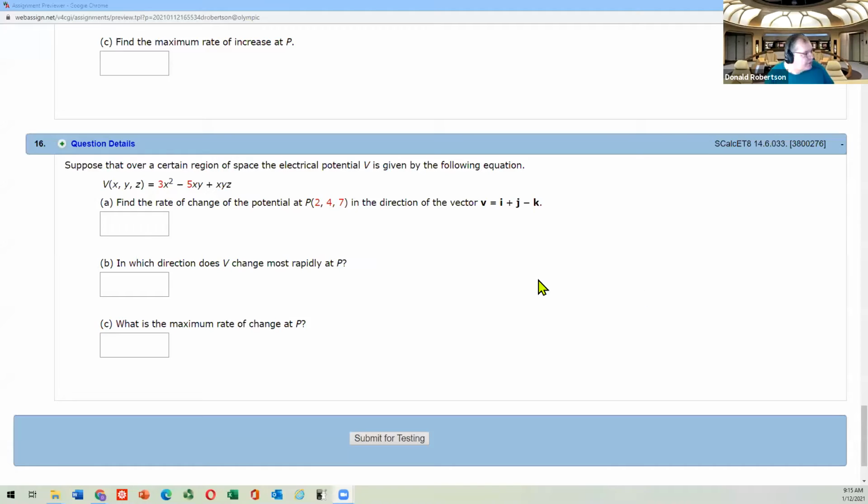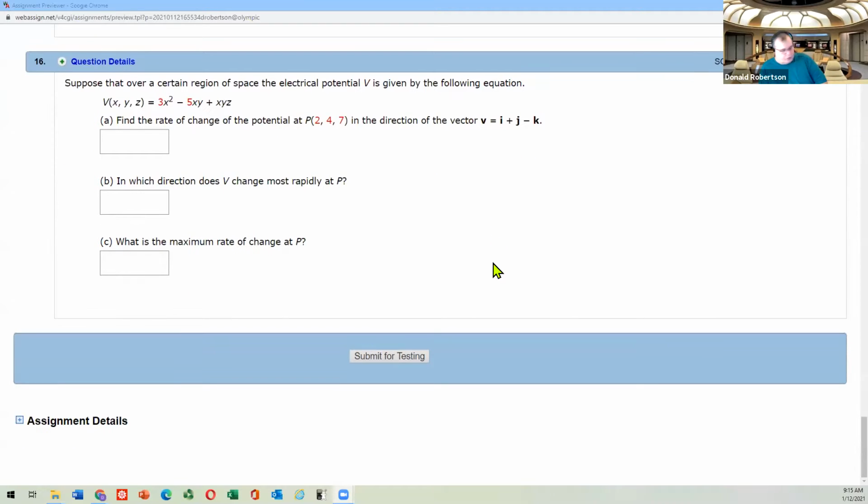I'm just going to show you one question from the homework, which is slightly different. I think this is one of those pseudo applications, but let's just pretend that it's a real application. Suppose that over a certain region of space, the electrical potential is given by V, I guess that's for voltage. So the voltage at the point x, y, z is given by 3x squared minus 5xy plus xyz. So it's basically a fourth dimensional function, right?